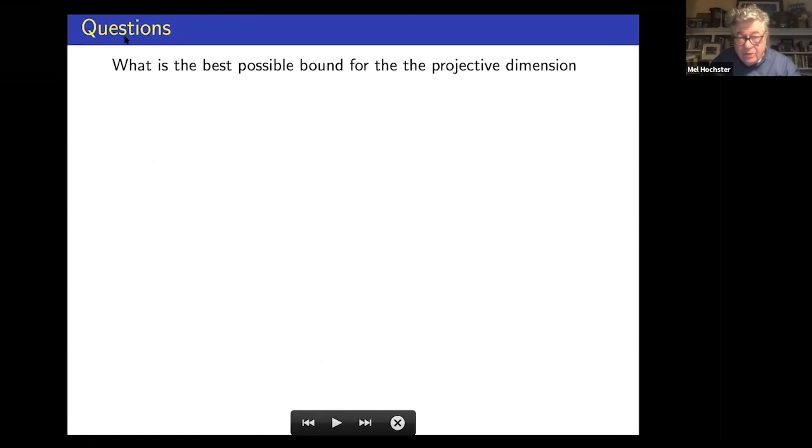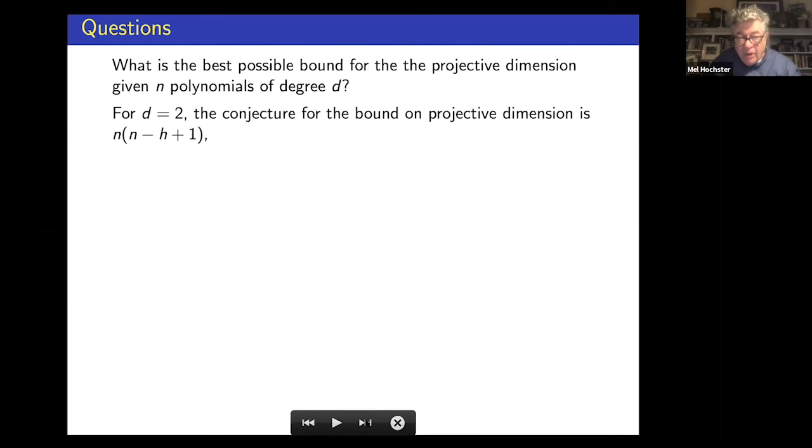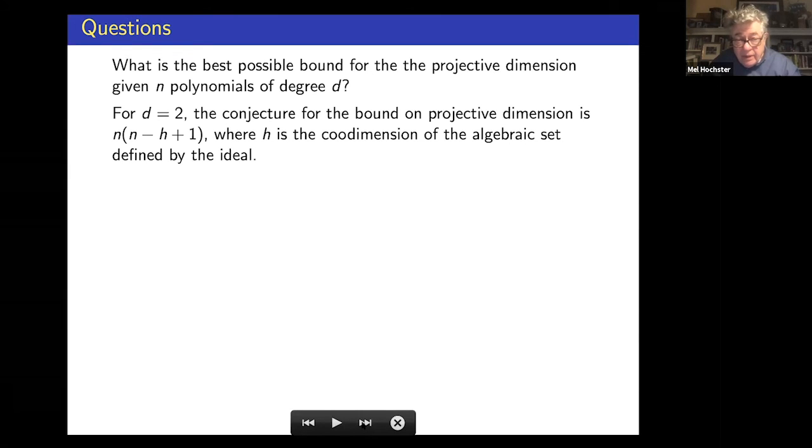So this leads me to questions. What is the best possible bound for projected dimension given n polynomials of degree d? And for d equals 2, the conjecture on the bound is this: n times n minus h plus 1. That's for R mod I. I didn't subtract 1 there. And h is the height. And this is, at worst, something like a half n squared asymptotically. And it's the codimension, not the co-dimension, but okay.